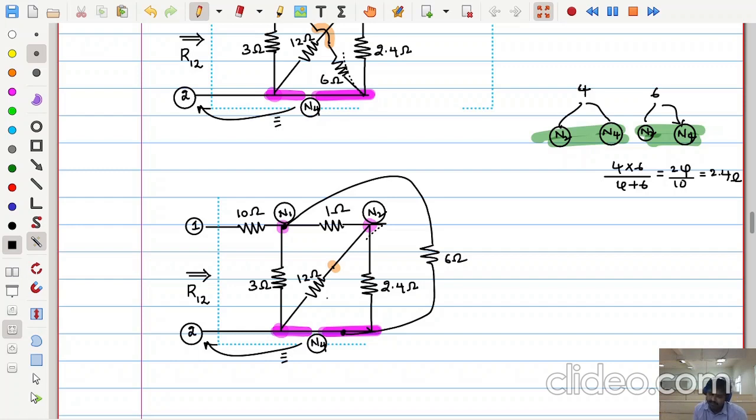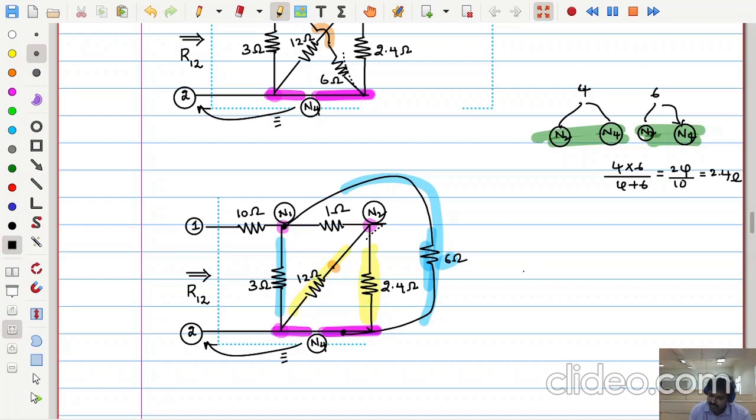Now tell me, are there any parallel connected elements? Tell me quickly. 3 ohms and 6 ohms and 2.4 ohms, sir. So we can have several options. Let us see one by one. This 3 ohms and this 6 ohms, where are they connected? Observe carefully. That is between the N1 point and N4. Another point is this 12 ohms and this 2.4 ohms, where are they connected?